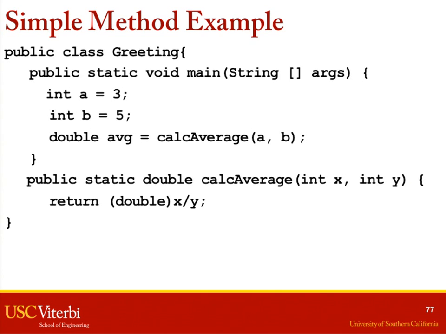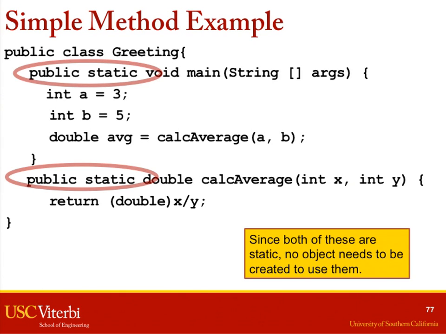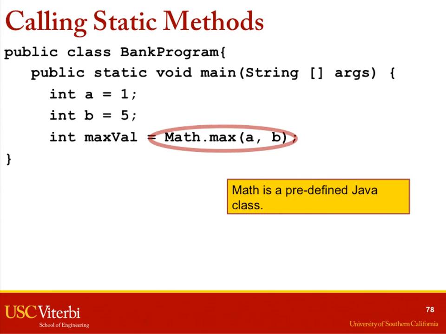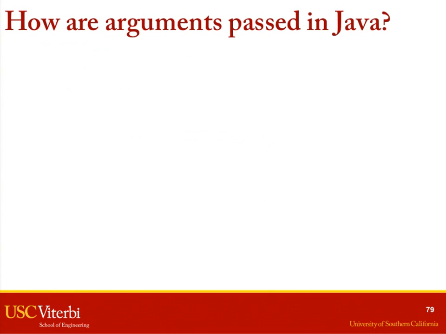So we're going to be using this actually in lab 1 where, from main, you're going to be creating some methods here. Now, I don't know if this confuses you. Maybe I'll bypass that and we'll talk about that later. Okay? Since both of these are static, no object needs to be created to use them. Okay. The bank program. Here's main. Math is a predefined Java class. We're calling the static method max on it.